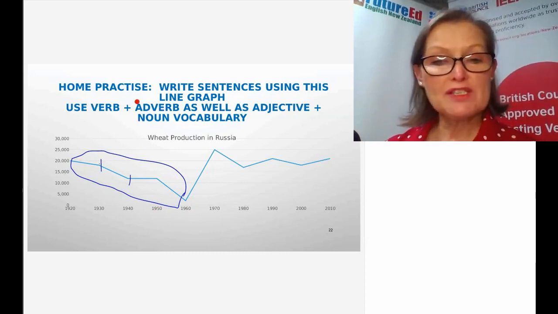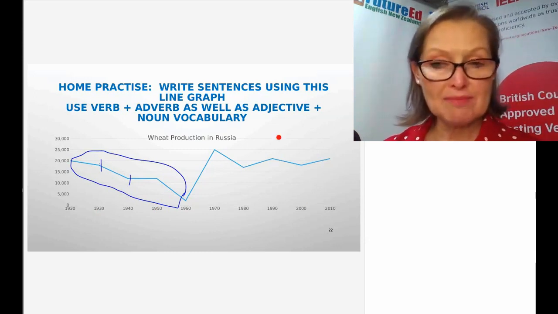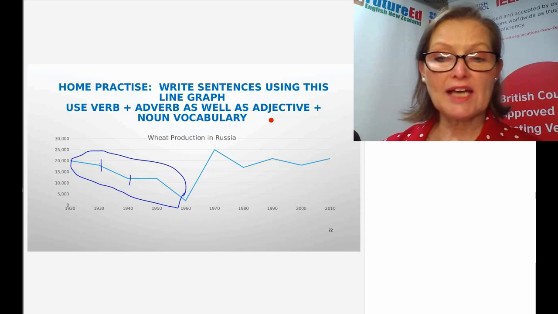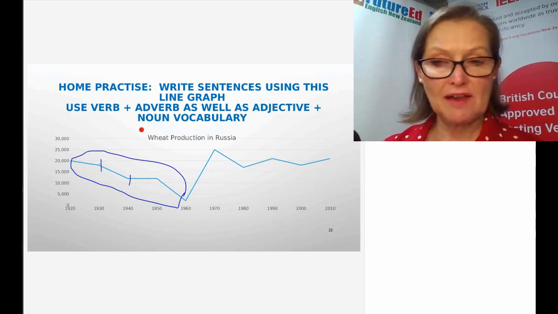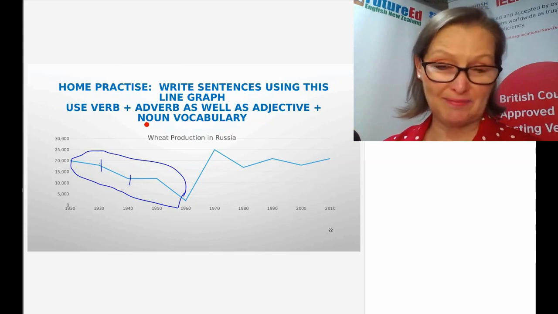Good. Now, once you've done that in your verb plus adverb structure, I want you to take the same graph and write sentences using your adjective plus noun structure.